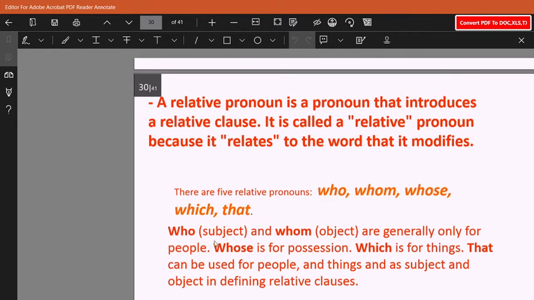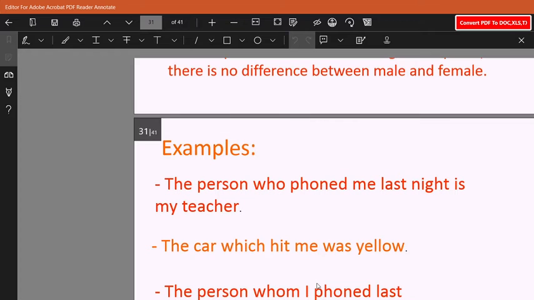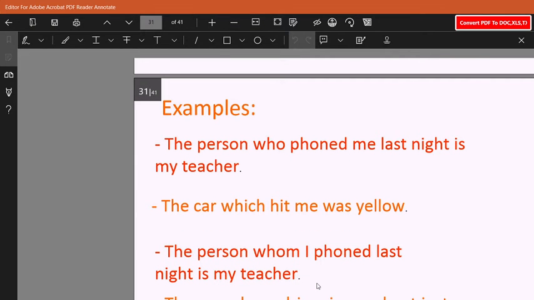Let's see, as I was telling, here again who is used as a subject and whom as an object. The same thing is written there, and let's see some examples, and that will make the whole thing clear for you. The person who phoned me last night is my teacher. See, here who denotes exactly the person, and the noun that sits exactly before that relative pronoun, we call it an antecedent. Ante means before. So who qualifies exactly the noun which is sitting left to it, that is the person.